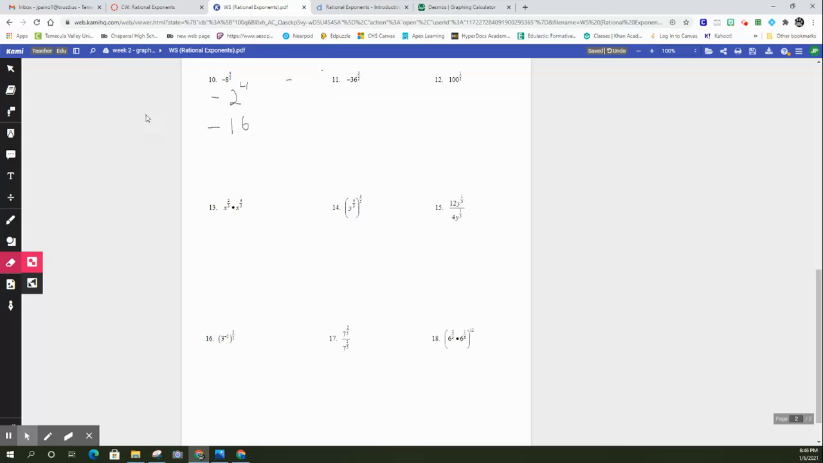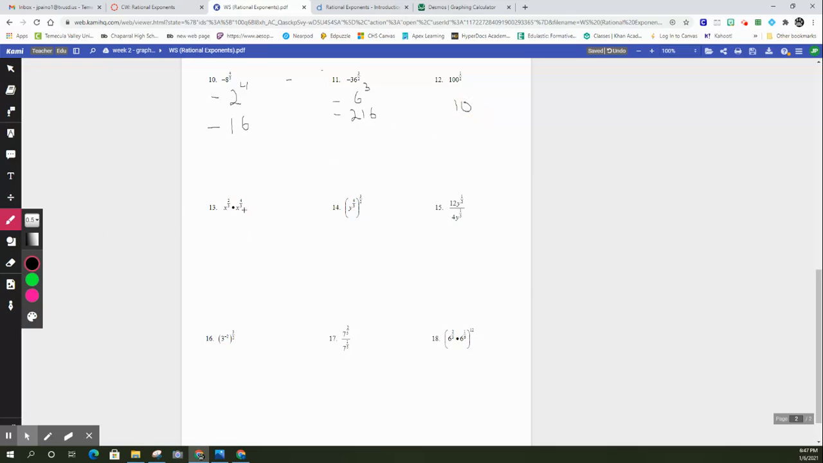All right, number 11. Just like number 10, the negative is not in. If it was, then this would be imaginary because we can't square root a negative. But it's going to be negative 6 to the 3rd. And then 6 times 6 is 36, times 6 is 216. The negative 216 is the answer. All right, and then this is just square root of 100, so that's 10. It's nice to run into an easy one once in a while.